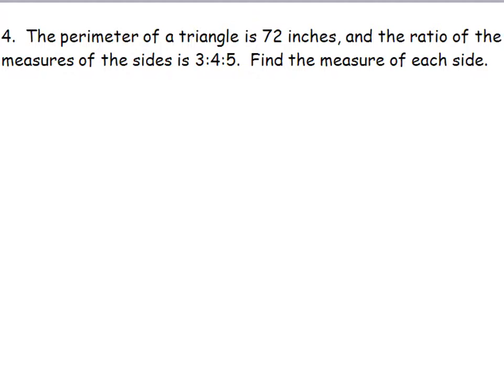All right, it says the perimeter of this triangle is 72 inches. The ratio of the measures are 3, 4, and 5. Now, we did an example like this in the beginning. I would like for you to try this one. Come back, and then we will see how we do.